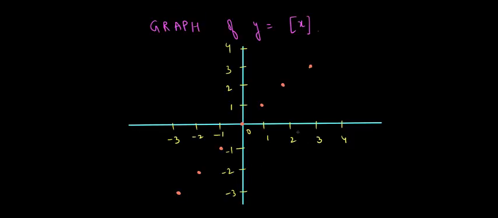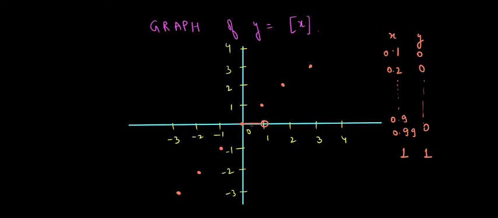Alright, let's plug in some values between 0 and 1. This is my x and this is my y. For 0.1, my output will be 0. For 0.2, it will still be 0. In fact, for all the values up until 0.9 or even 0.99, it will be 0. Except at x equals 1, where it jumps to 1. So there is a hole here, which means that the graph is discontinuous at x equals 1.